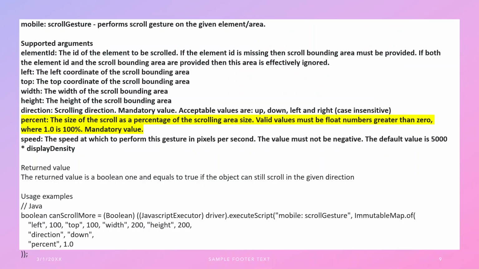The next argument is the speed. It is the speed at which to perform this gesture in pixels per second. The value should not be negative, and the default is 5000 times display density. By using this mobile colon scroll gesture, it returns a value. The return value is a boolean, true if the object can still scroll in the given direction.